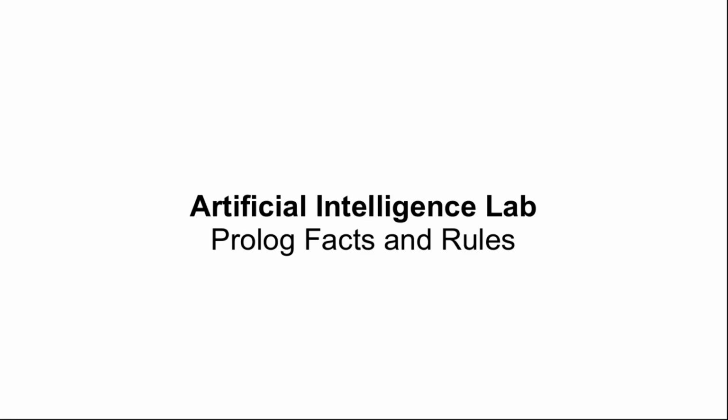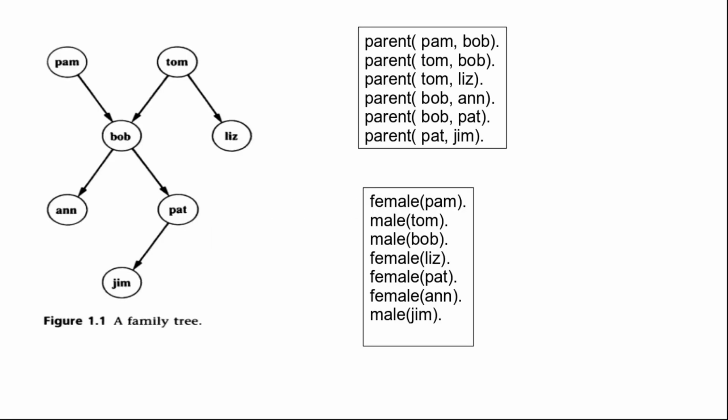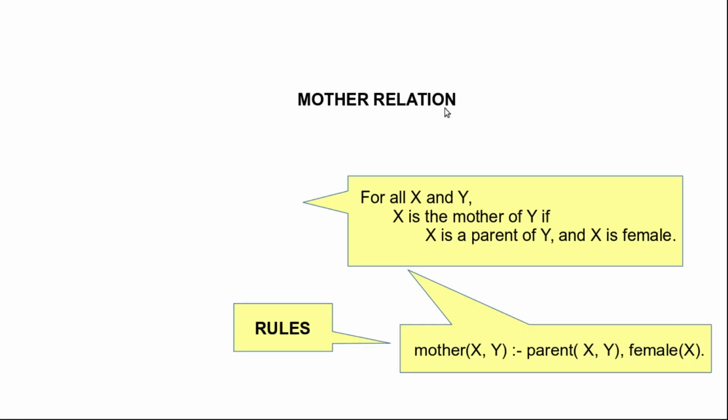So we'll continue our discussion on Prolog facts and rules. We had been using this family tree as an example, and we have already seen how to represent the parent relation as a fact using a binary relation, and how to represent the gender, again using facts, with a unary relation. And then in the last class we also saw how to represent the mother relation using rules, and there is where we stopped our discussion.